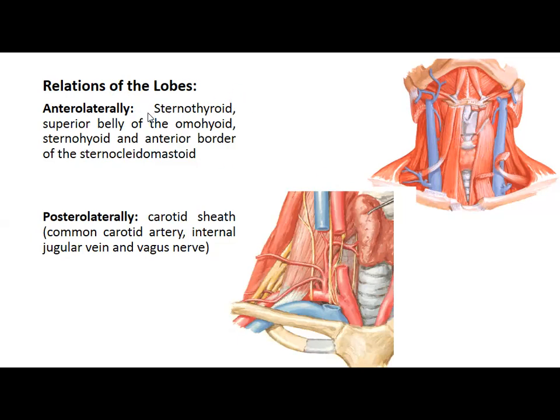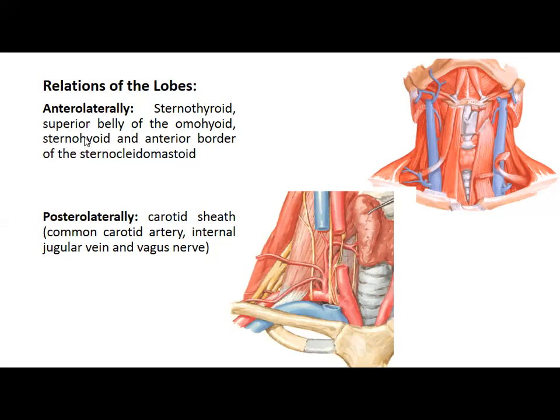What are the muscles? One is called the sternothyroid. Thyroid is the thyroid cartilage, so here is the thyroid cartilage. So there is a muscle coming from the sternum to the thyroid cartilage. Then the superior belly of the omohyoid. This is the omohyoid muscle. It has a superior belly and an inferior belly. The superior belly covers the thyroid gland.